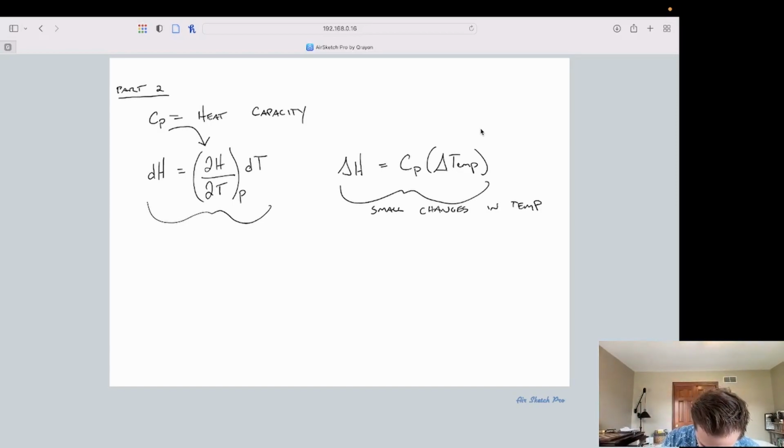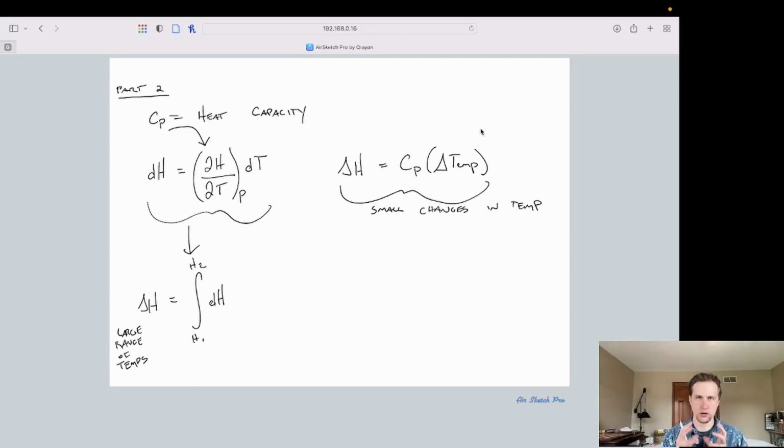So let's go ahead and write out what that looks like here. If we have our change in enthalpy, what is that going to look like for a large range of temperatures? Well, what we would be taking is the integration of our change in enthalpy from one enthalpy, whatever we pick as our starting point, all the way to our ending point of another enthalpy.